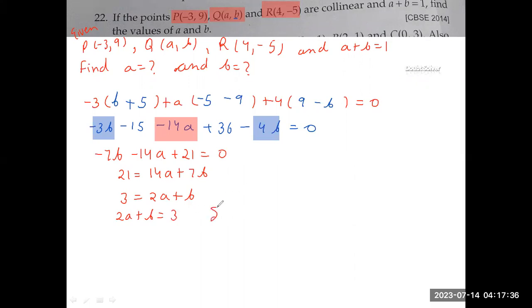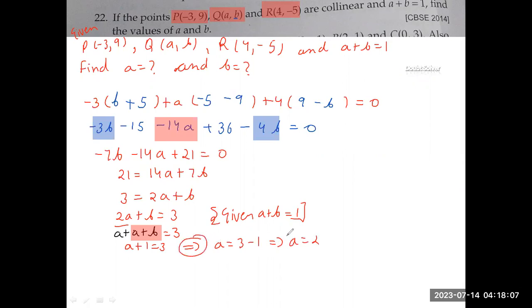And given a plus b equals 1. So can I write this 2a as a plus a, and then I'm going to write a plus b as 1? So a plus 1 equals 3. So from here, I got a as 3 minus 1. That means a is 2, and I'm not using equals to, because you can't use the equals sign in the same equation twice or thrice. Only one time you can use.